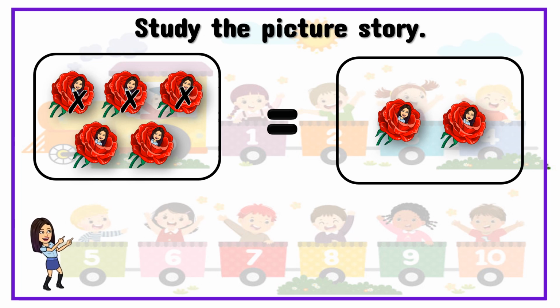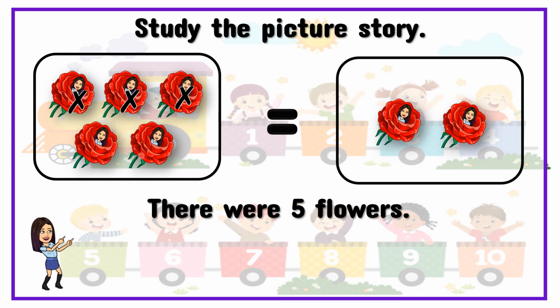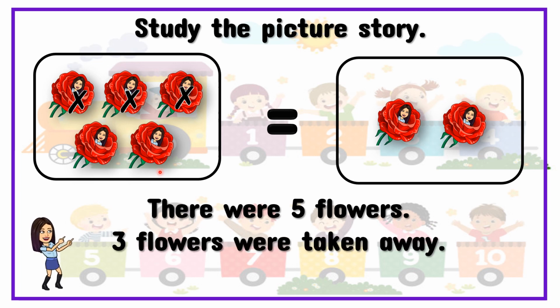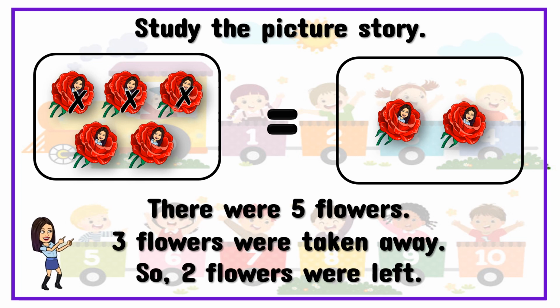Let's study the picture story. There were 5 flowers. 1, 2, 3, 4, 5. 3 flowers were taken away. 1, 2, 3. So, 2 flowers were left. 1, 2. So these are the flowers that were left. 2 flowers.